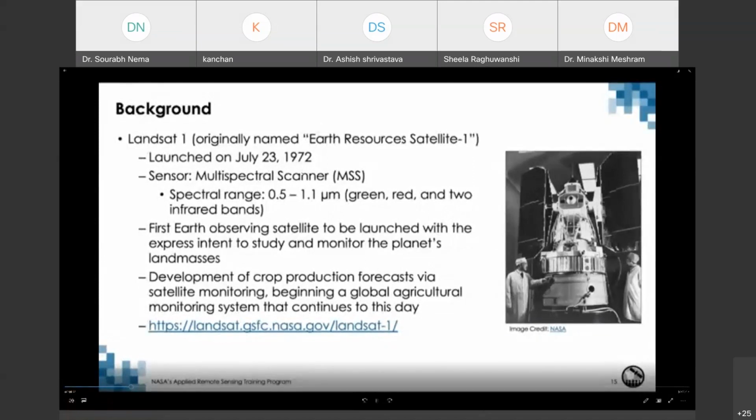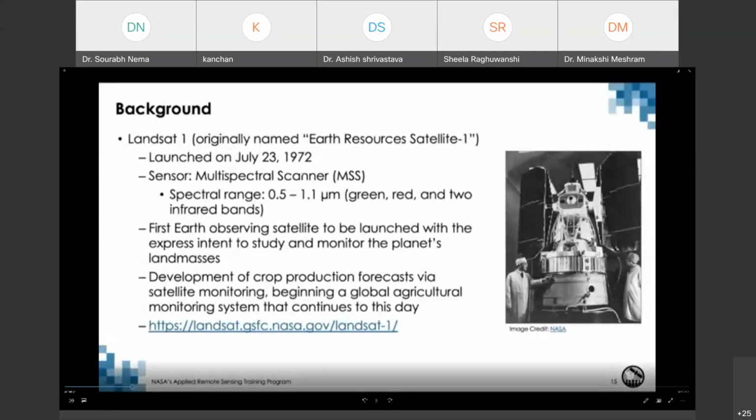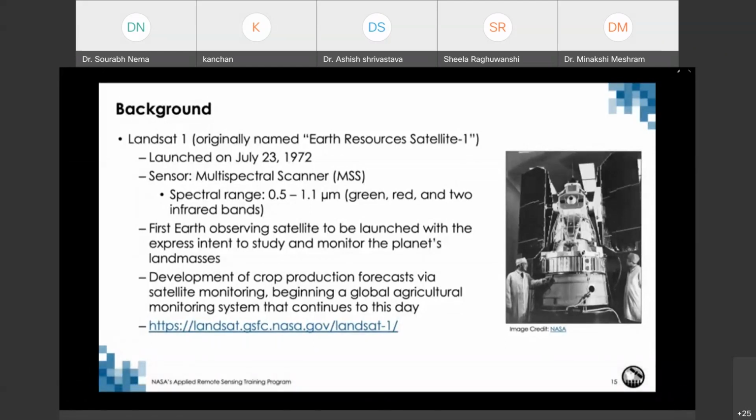And since the launch of Landsat 1 in 1972, the Landsat program has provided the longest continuous record of Earth's land surface observed from the vantage point of space. Requirements for the instrument were incorporated from research carried out by the interagency collaboration between NASA and USDA ARS in the mid to late 1960s.